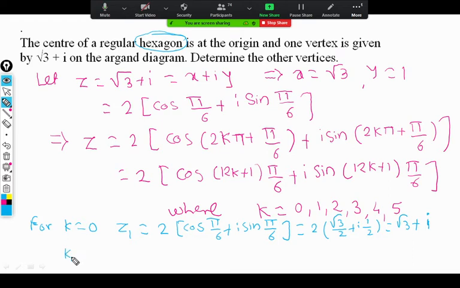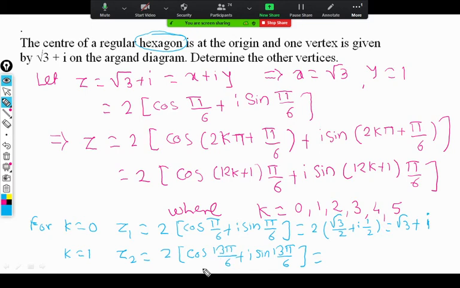Now k equal to 1, we get the second vertex, z2. So it is 2 times, now here, replace k equal to 1: 12 plus 1, 13. Cos 13 pi by 6 plus i sin 13 pi by 6. Why 12k? Because it's a cross multiple and the LCM is taken, 6 into 2, so it is (12k plus 1) pi by 6. So here we replace k by 1, so 12 plus 1 is 13 pi by 6.